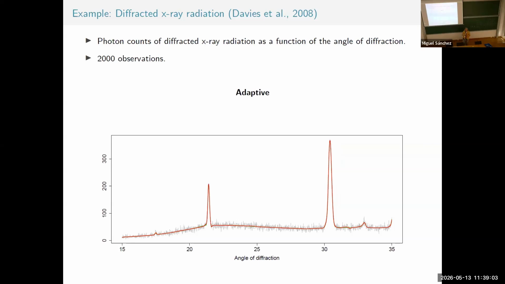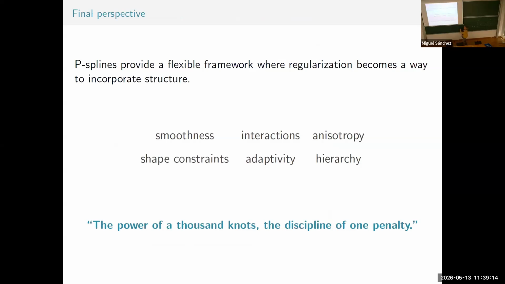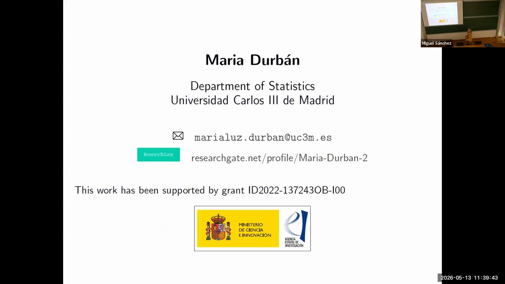It has some computational cost, but as I said, you can do this nowadays in a very, very fast way. So the idea: the power of 1,000 knots is the discipline of a single penalty. And you can impose a lot of prior information that you have using penalties. If you know that your curve is increasing or convex, you can impose that through your penalties. So if you have this type of problem, try using penalized splines. Thank you very much.